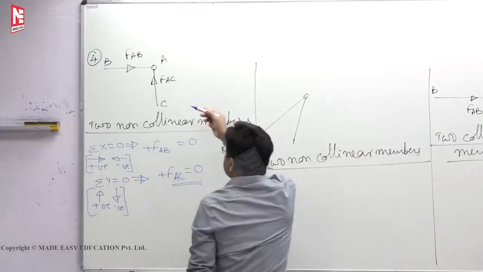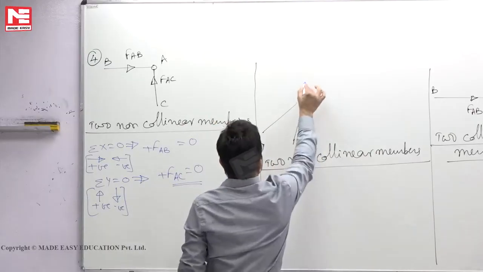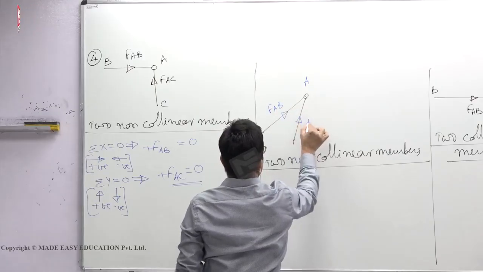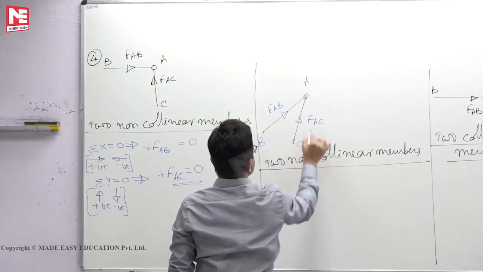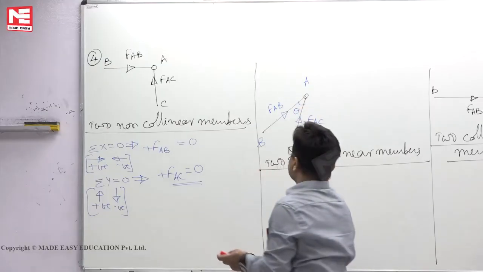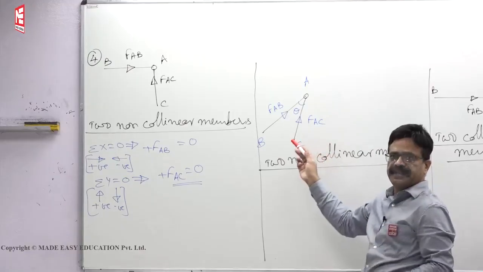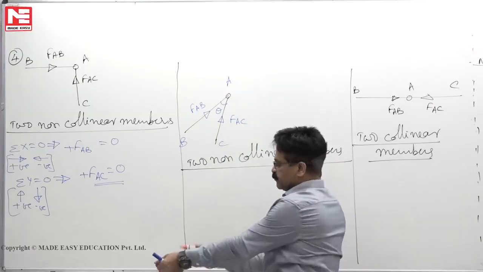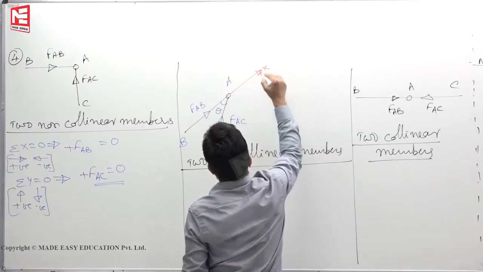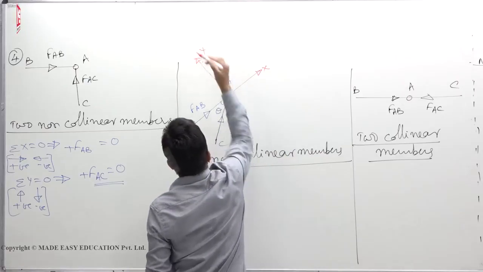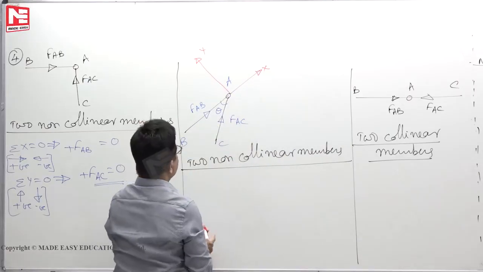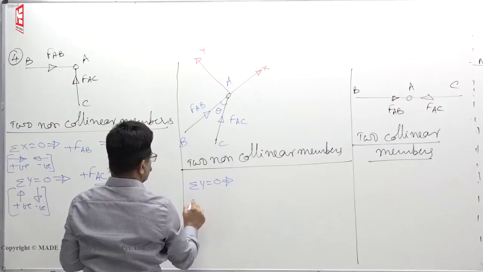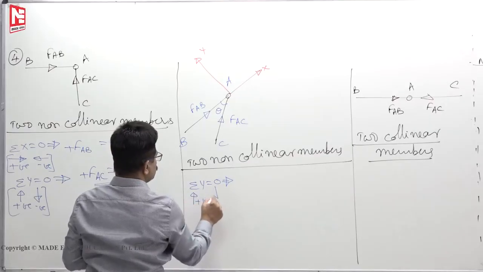Now let us see the case where the 90 degree angle is not there. This point, let us say A, this force let us say FAB, this let us say FAC, this member B, this is C, and this is some angle theta. Two members are meeting, but the angle between them is not 90 degrees, some other angle, but no external load. Now let us see, this is your x-axis, this is say the y-axis. First we will write sigma y is equal to 0. Upward positive, downward negative.